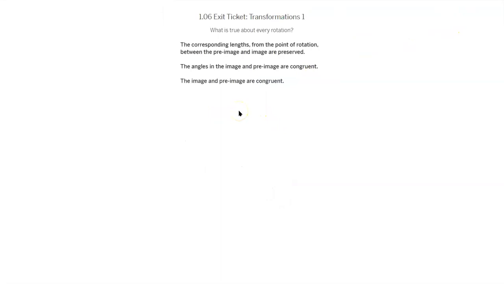The corresponding lengths from the point of rotation between the pre-image and image are preserved. This is true for every rotation. The angles in the image and pre-image are congruent. This is true for every rotation. The image and pre-image are congruent. This is true for every rotation.